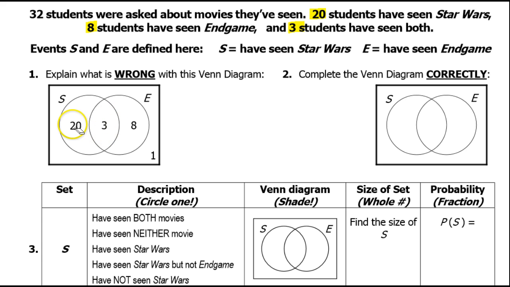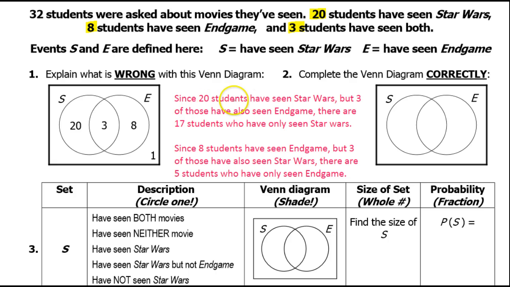The 20 students who have seen Star Wars include the 3 students who have seen both. All right, the 3 students that have seen both are already included in the 20. So by writing 20 and then writing 3 again, you're really counting the students who have seen both movies. You're counting those students twice, and that's the problem.